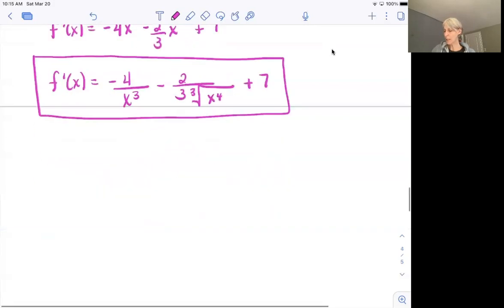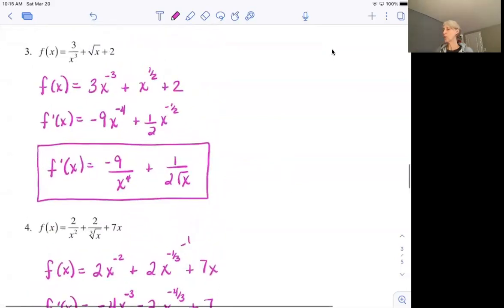Okay. So that's a little bit of an introduction to the shortcut method for finding the derivative. You have a bunch of homework questions to practice, and we'll come back tomorrow and work on some other stuff.